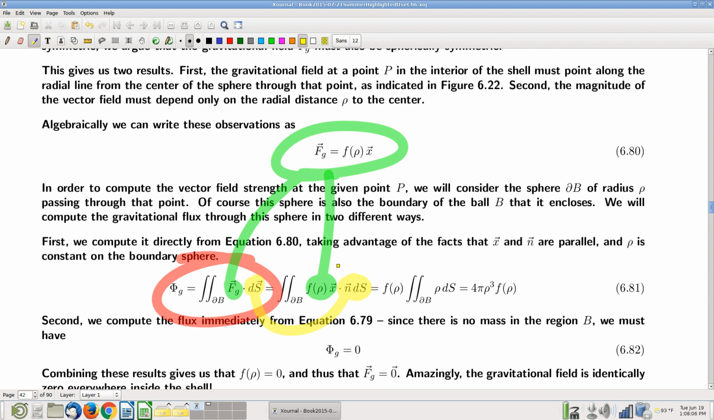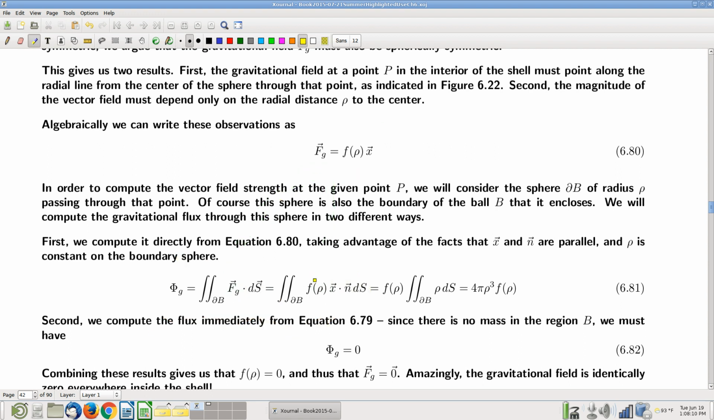Okay, so there's our formula for flux, and a couple of quick observations. This being only a function of radius, and we're on a sphere of that radius, that'll factor right out of the integral, so it's a constant as far as the surface integral is concerned. And then let's see, x dot n, will these two vectors point in the same direction? They're both radial, so you just get the product of the magnitudes, which of course is rho.